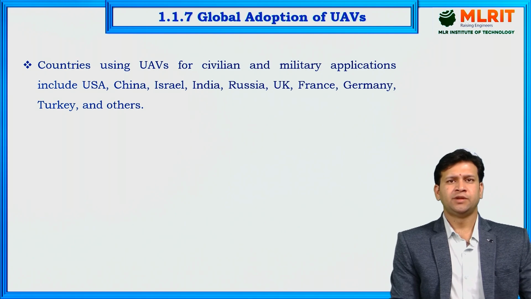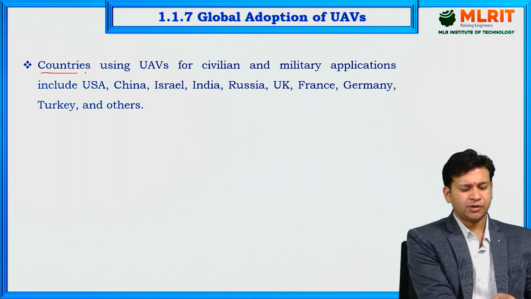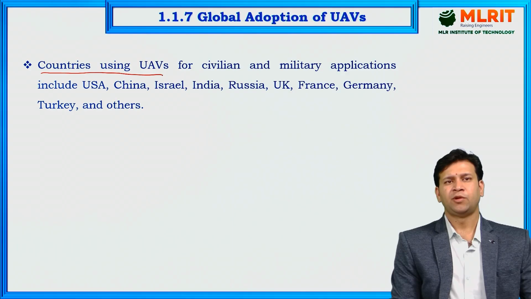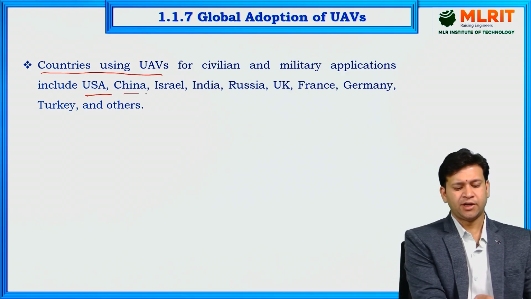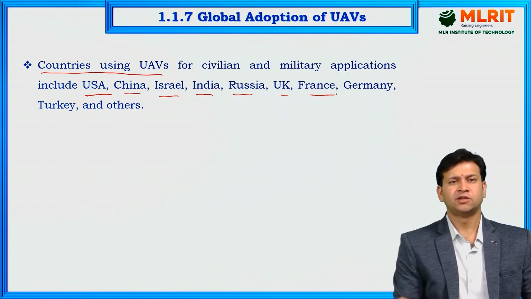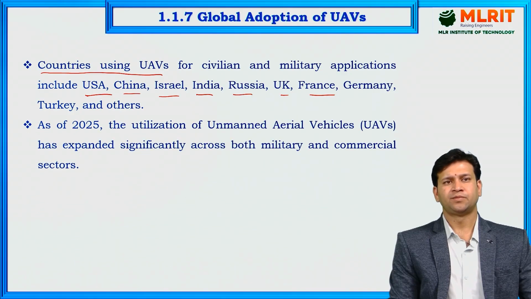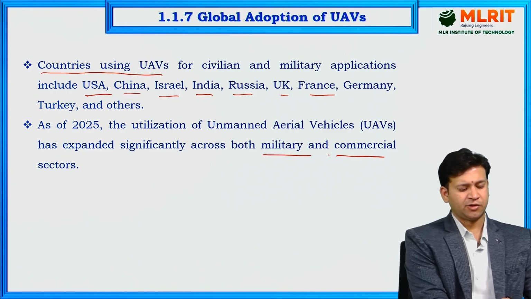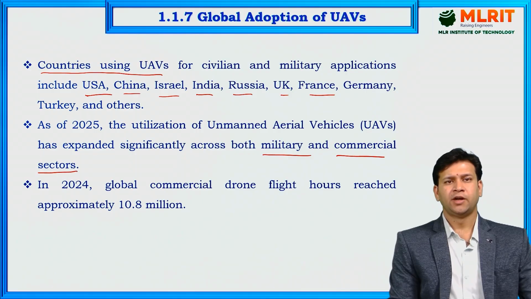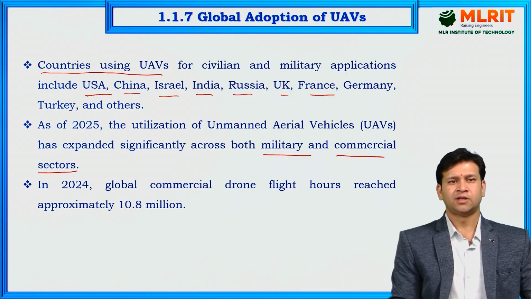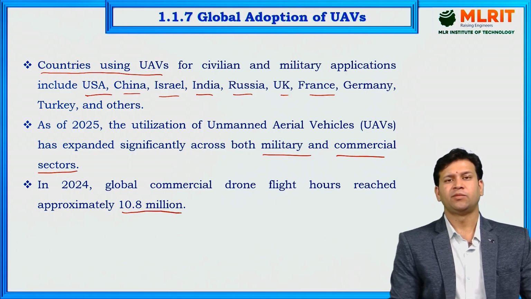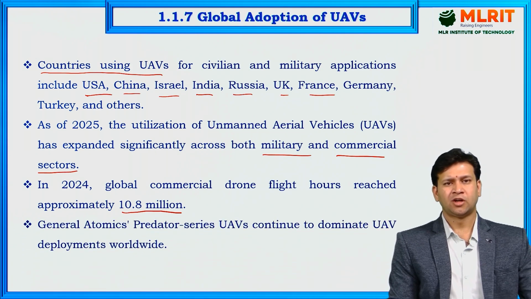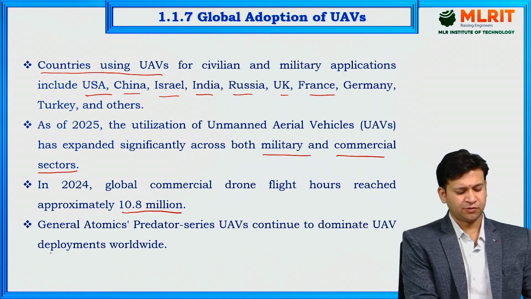Countries are using UAVs for civilian and military applications, including US, China, Israel, India, Russia, UK, France, Germany, Turkey, and others. As of 2025, the utilization of UAVs has expanded significantly across both military and commercial sectors. In 2024, global commercial drone flight hours reached approximately 10.8 million. General Atomics Predator series unmanned air vehicles continue to dominate UAV deployments worldwide.